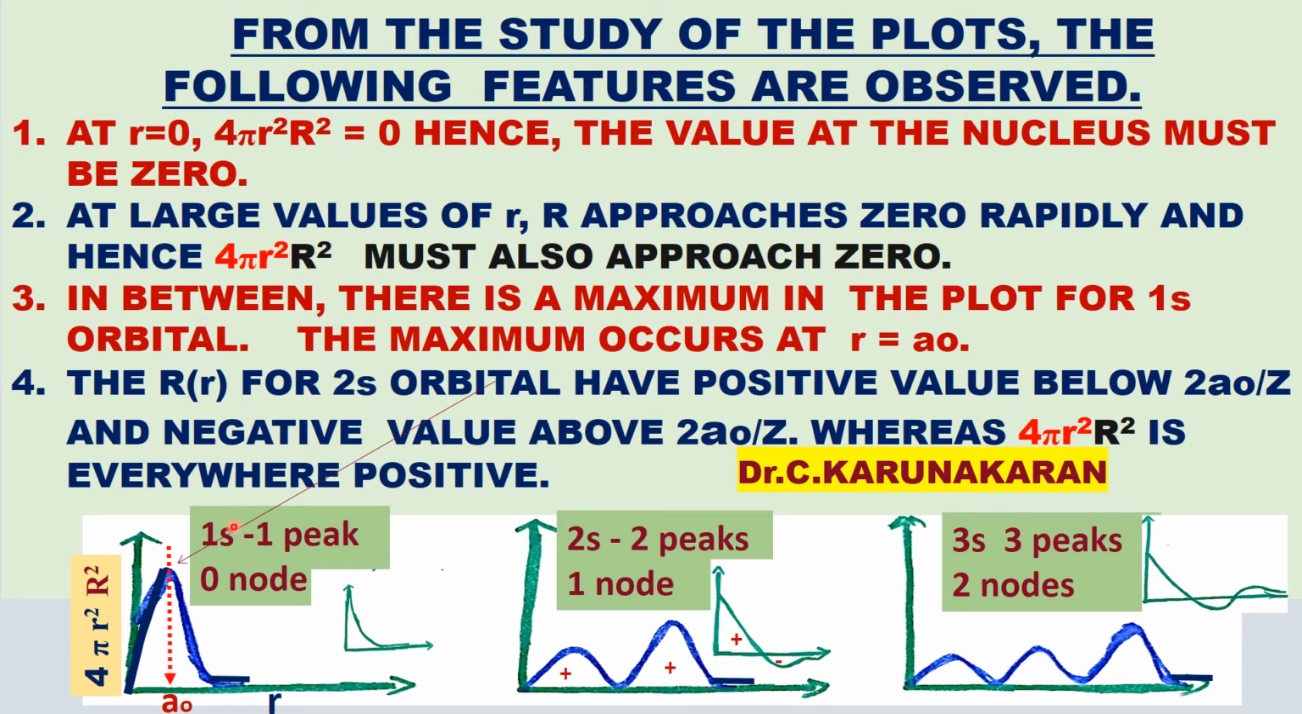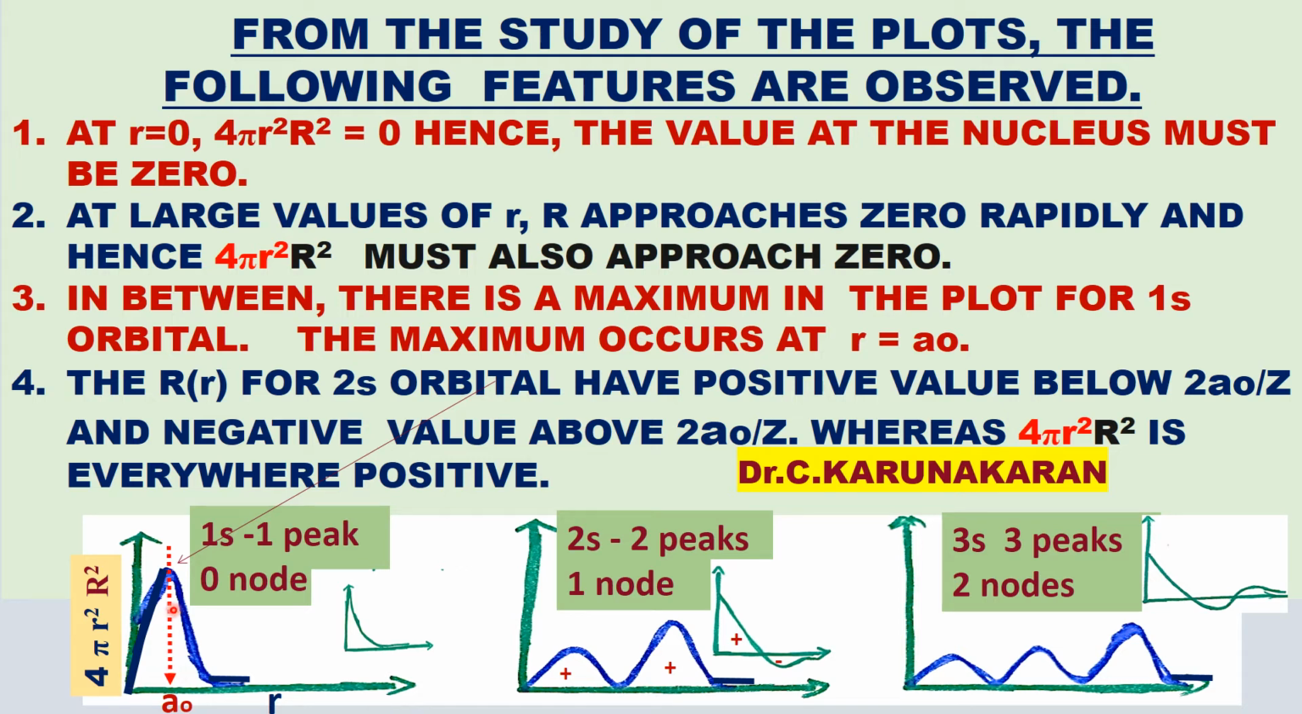Then at large values of r, see this is the small value of r, at large values of r, the wave function approaches 0 rapidly. Similarly, 4 pi r square must also approach 0 at large values of r.